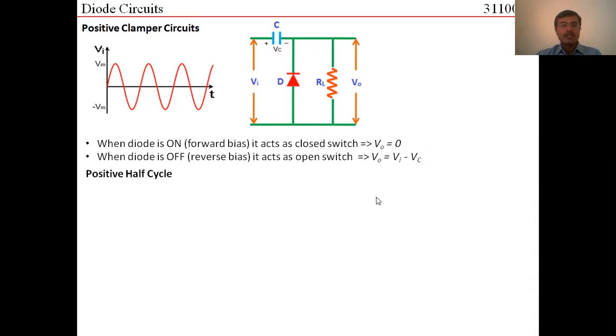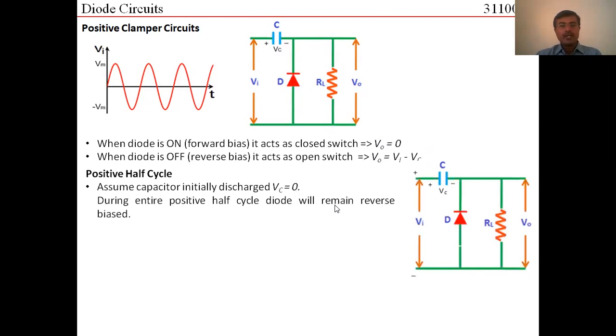Let us start with the positive half cycle. Let us assume initially that the capacitor is uncharged, that is Vc is equal to 0. During the positive half cycle, this terminal would become positive, this terminal would become negative. So if you try to understand, the capacitor is initially uncharged, so these voltages are 0. Negative terminal of the diode is connected with positive. Positive terminal of the diode is connected with negative. The diode is basically reverse biased.